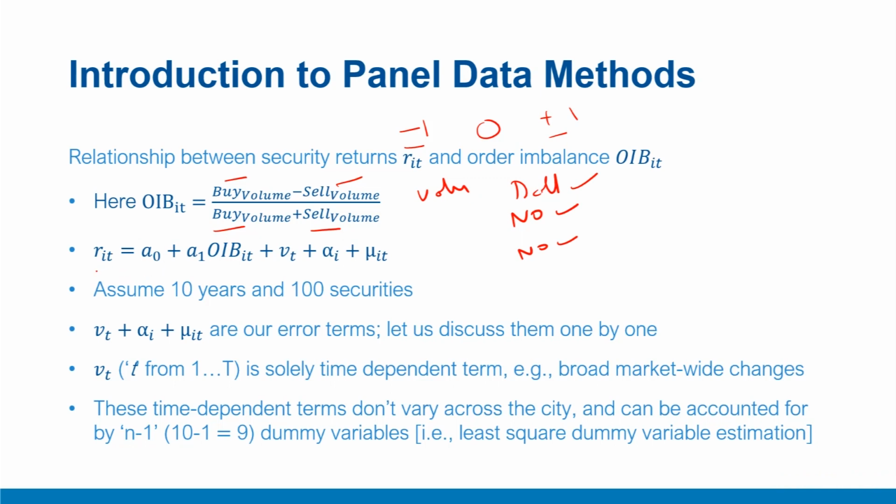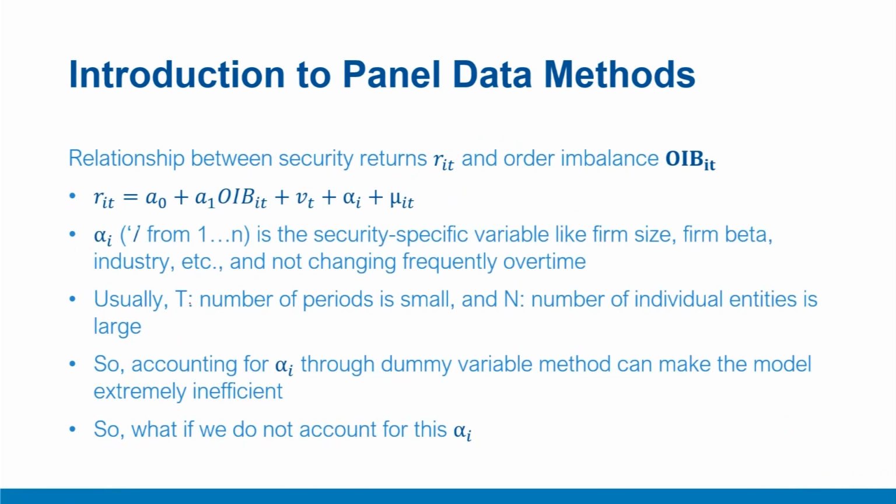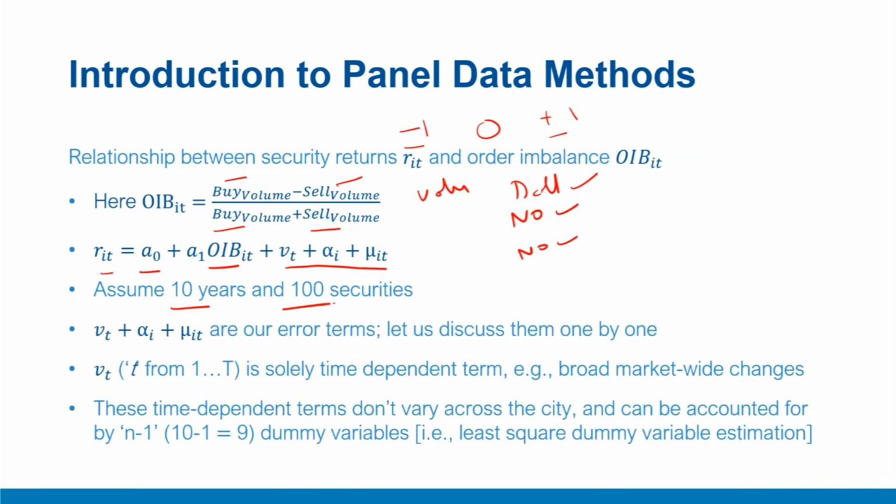Let's think of this simple equation where we are trying to examine the predictability of returns from this OIB measure as independent variable and returns as dependent variable. Alpha naught is the constant term, but for us the remaining three terms, Vt, alpha i and mu it, are very important. Let us assume a period of maybe 10 years and 100 securities. So it's a panel data kind of setting where multiple securities are being tracked over multiple time periods.